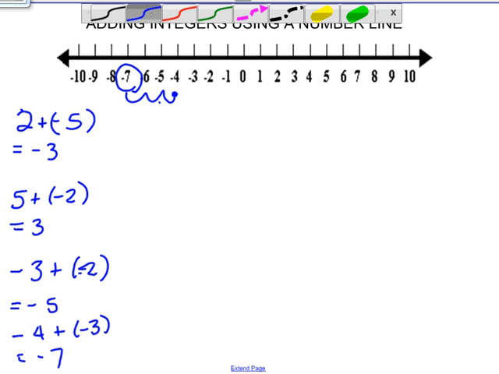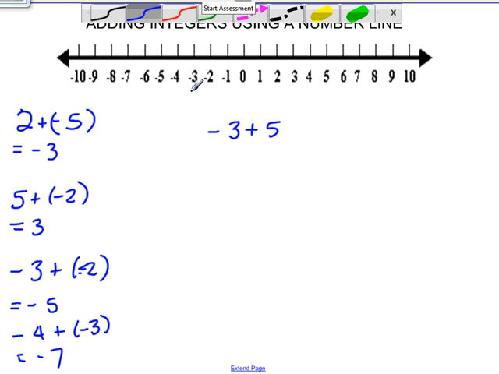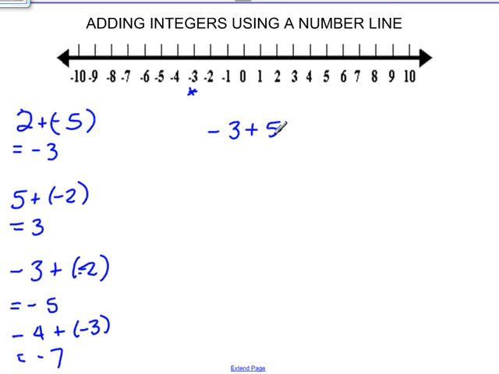So what happens when I start with a negative, but I add a positive? All of these ones, we were adding negatives. So what happens when I add a positive? Well, I'm going to start at -3. When I add a positive, I'm going to move to the right. So from -3, I'm going to move to the right 5: 1, 2, 3, 4, 5. And that gives me an answer of 2.